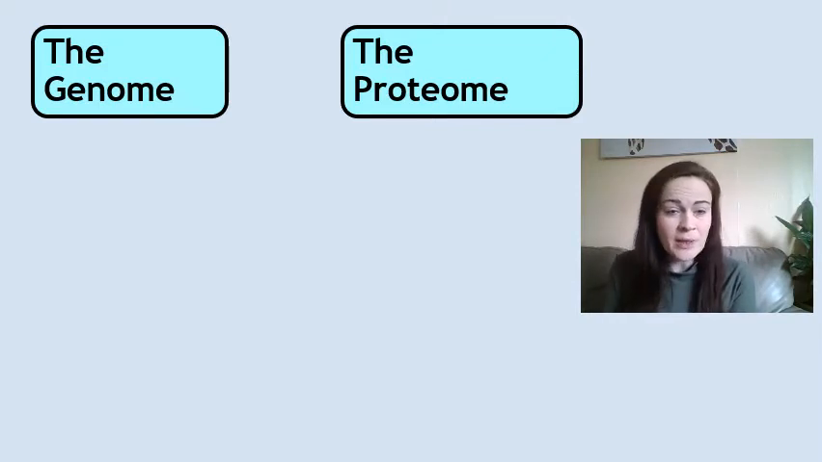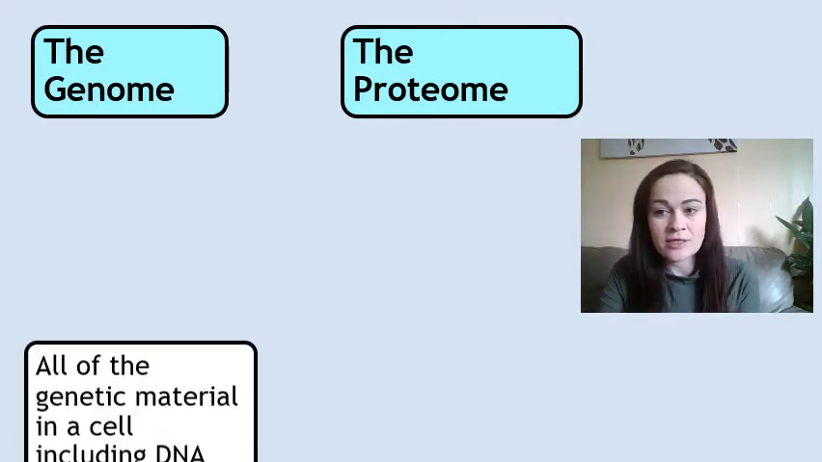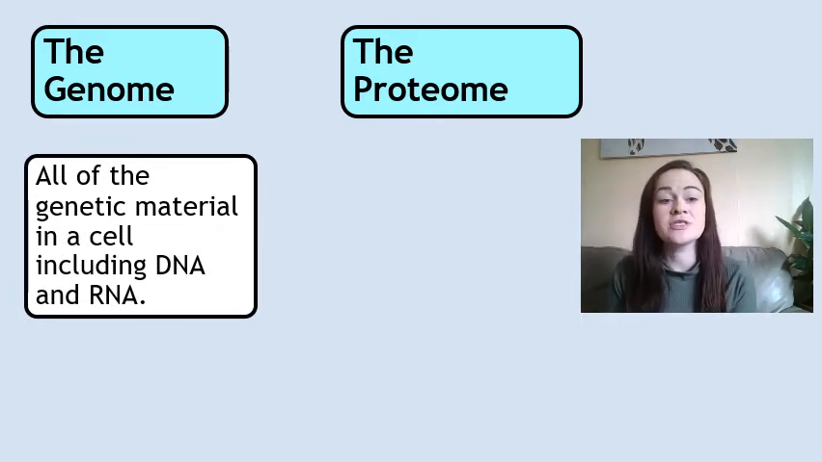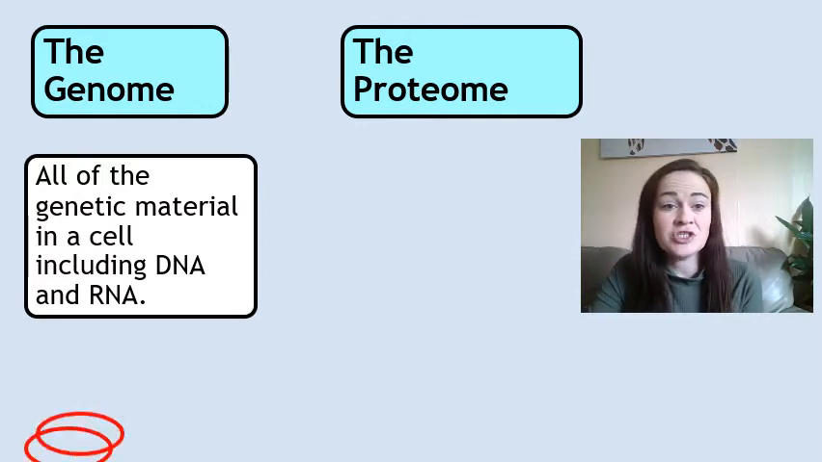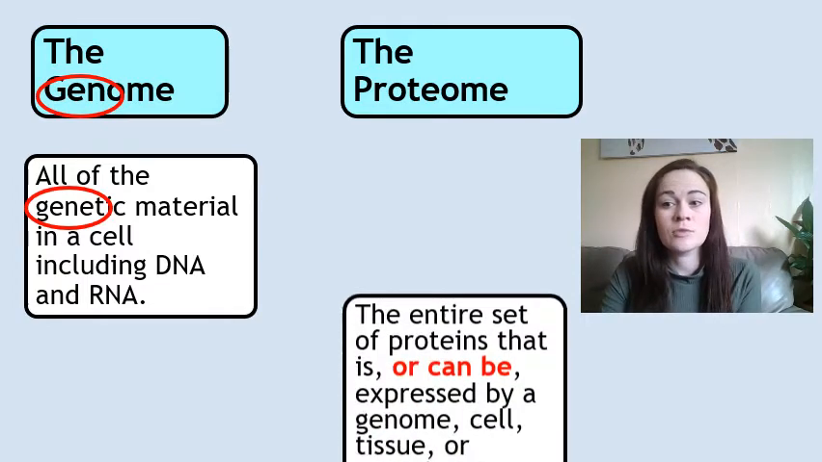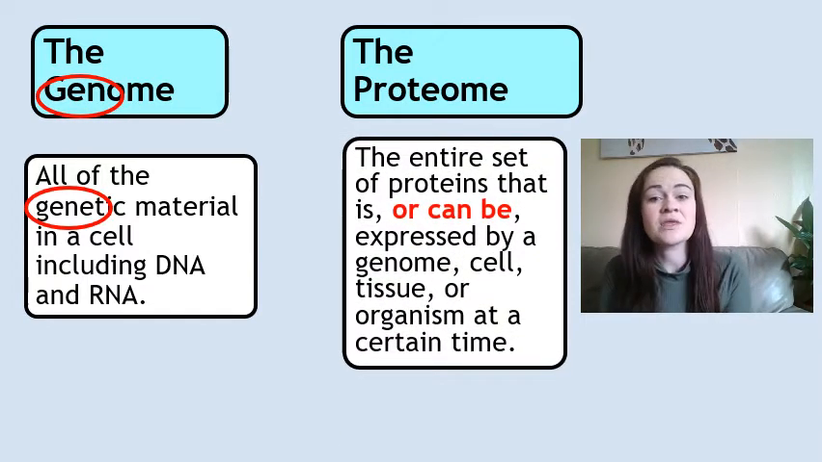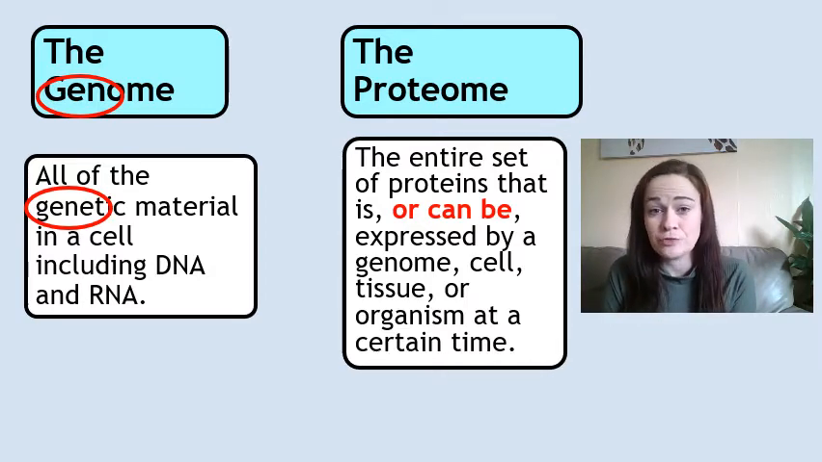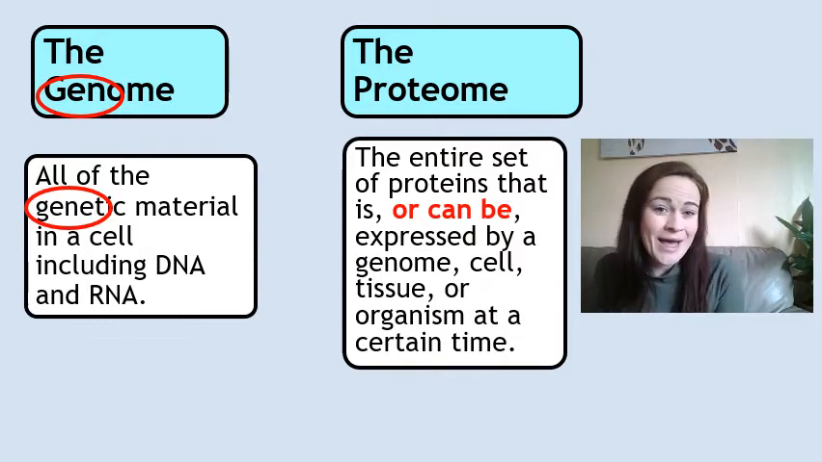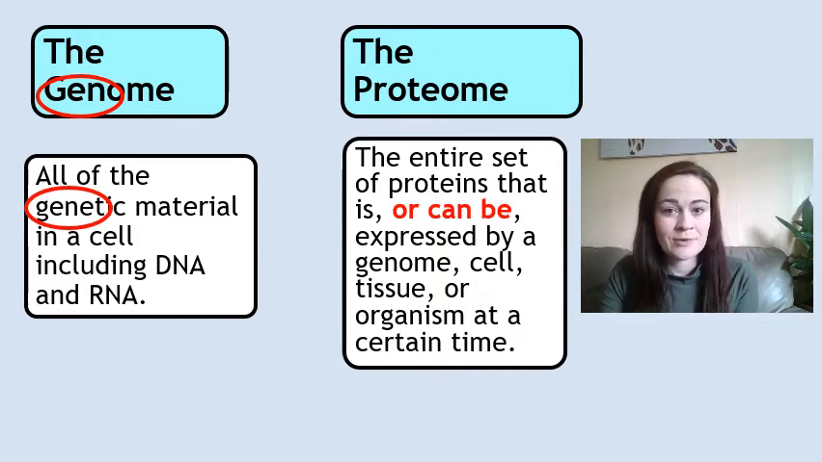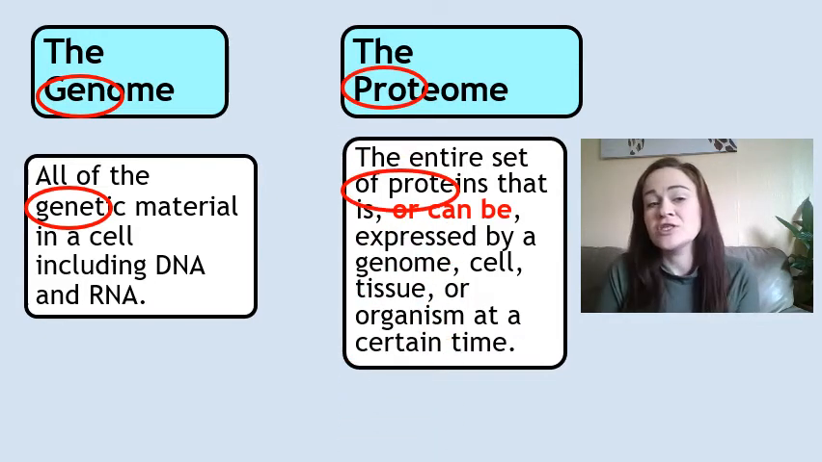Before we look at the proteome, let's have a little reminder about the genome. You should be fully aware that the genome is all the genetic material in a cell, including DNA and RNA. Genome, genetic material. With that, when we look at the proteome, we're looking at the proteins. The proteome is the entire set of proteins that is or can be expressed by the genome. Notice I said "or can be". All the proteins are not going to be expressed all the time. So genome is genetic material, proteome is proteins.